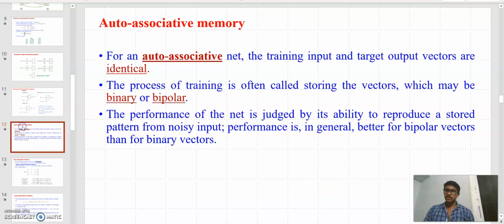Coming to the auto-associative memory, for an auto-associative net, the training input and target output vectors are identical. The process of training is often called storing the vectors, which may be binary or bipolar. The performance of the net is judged by its ability to reproduce a stored pattern from noisy input. Performance is in general better for bipolar vectors than for binary vectors.